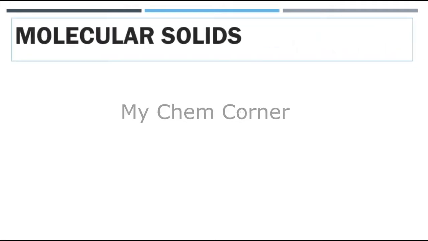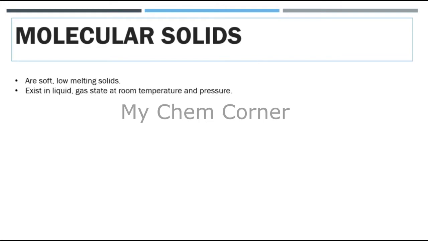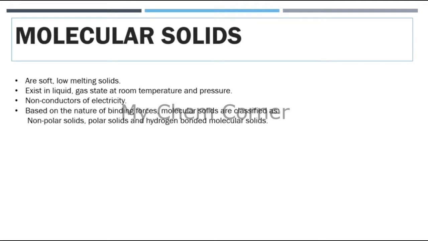Now the last classification is molecular solids. Molecular solids are basically soft. They have a very low melting point. These tend to exist as liquids or gases at room temperature and pressure. And these are non-conductors of electricity. They don't conduct electricity at all. Based on the nature of their binding forces, molecular solids can be classified into three types: non-polar, polar, and hydrogen bonded molecular solids.